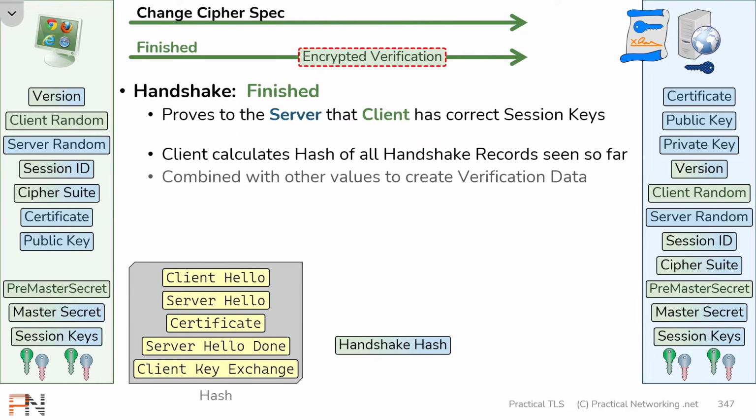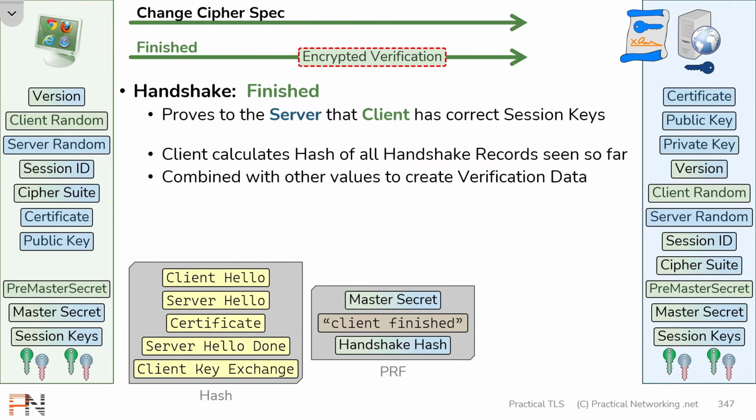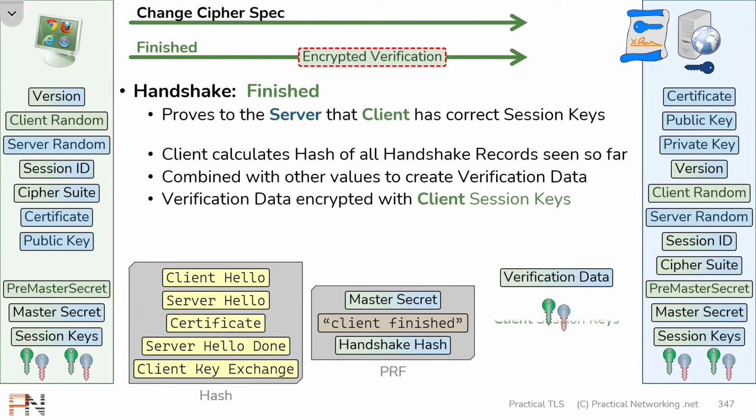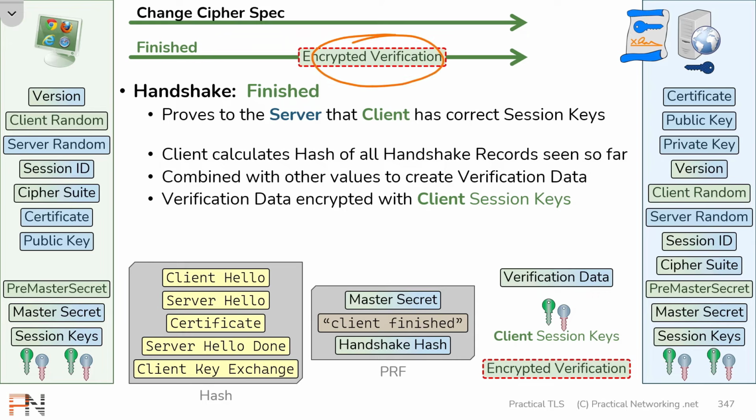Then that handshake hash is going to be combined with a few other values to create what I'm going to call verification data. Those other values are the literal string client finished and the master secret. Those will all be combined in a PRF to create the verification data. And finally, the verification data will then be encrypted with the client session keys. That's what's going to create this encrypted verification which was sent on the wire.